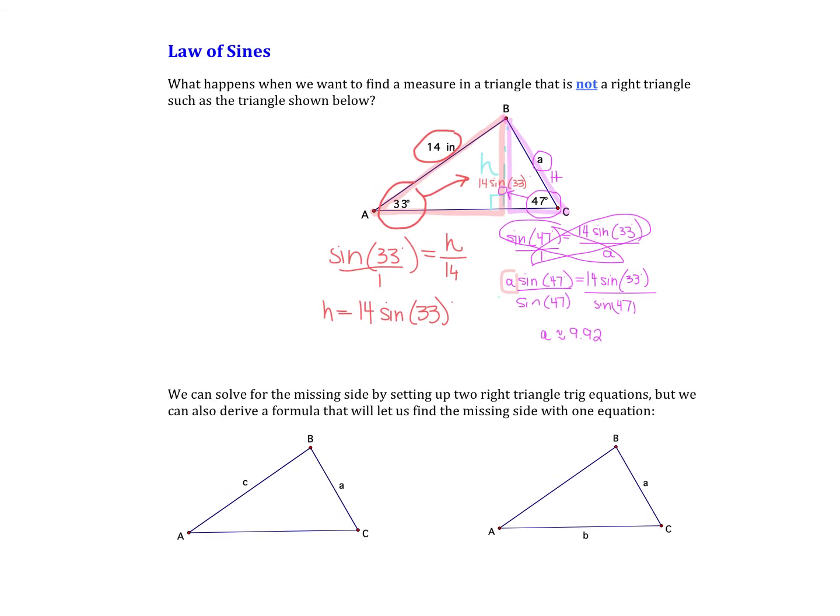Okay, so as it says here, we could solve for the missing side by setting up two right triangle trig equations, like I just did in the first example. But we can also derive a formula that'll let us find the missing side with just one equation. So we're not going to have to do this every single time. And that formula that we're going to derive is called the law of sines.